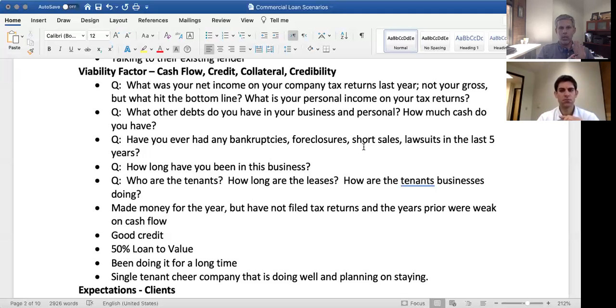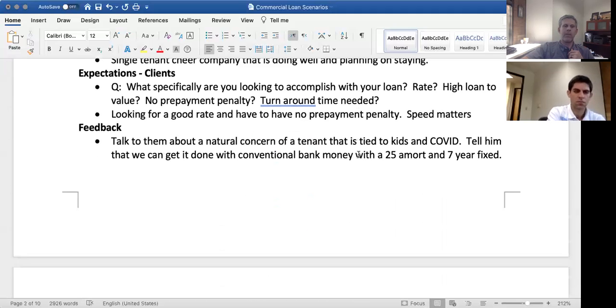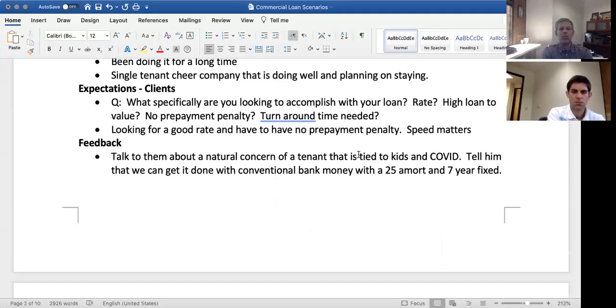Cash flow was good, a good debt service coverage ratio. We had probably 1.5 times, which is great. Credit was great. Collateral was 50% loan to value. Credibility, great history. He built the building, so we felt comfortable with this. This is positive. Expectations. What specifically are you trying to accomplish with the loan?